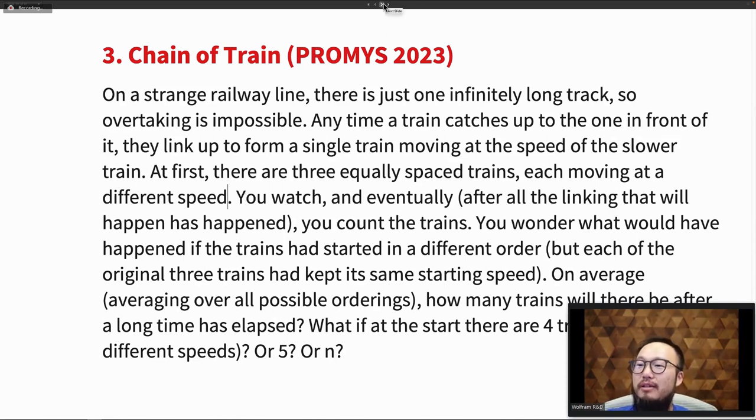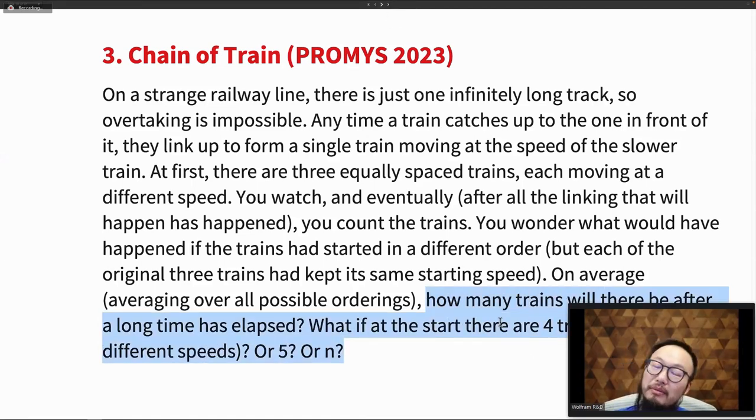So they ask you what's the average over all possible orderings. Basically, if you have four trains, you have different permutations, right? And different permutations, or different initial states, determine the number of trains you have eventually. So let's see how we can solve this problem with simulations. I did not solve it at the beginning, but once I had the code, I generated some cases and threw them into Wolfram Alpha to give me a solution.